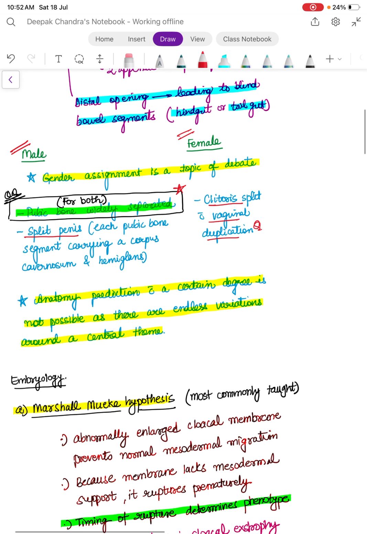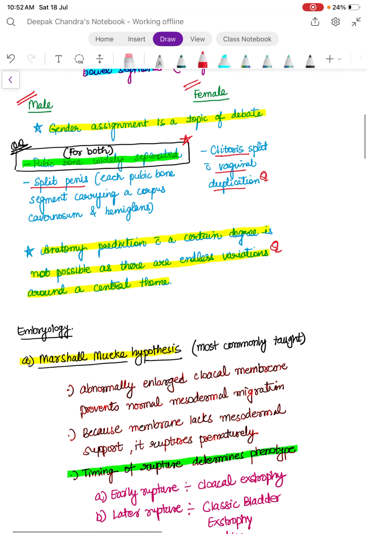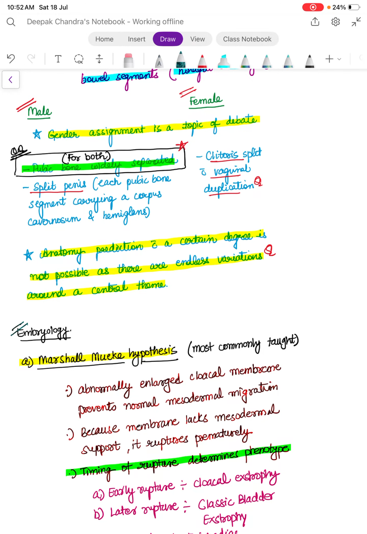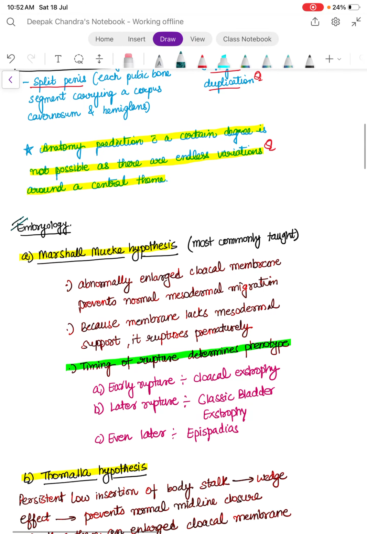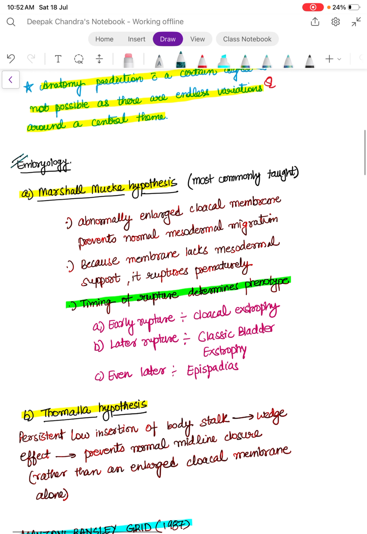So predicting the anatomy with any certainty is not possible in this kind of anomaly, because there are endless variations around a central theme, which we have already discussed. So we will briefly discuss the embryology of cloacal exstrophy. The two main hypotheses used to describe cloacal exstrophy: first is the Marshall-Muecke hypothesis. This is most commonly used.